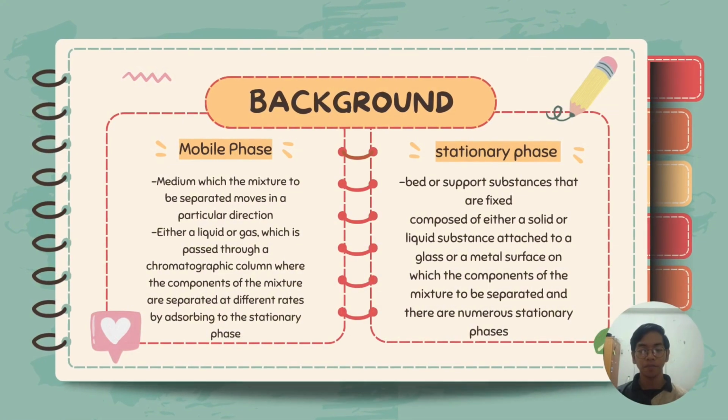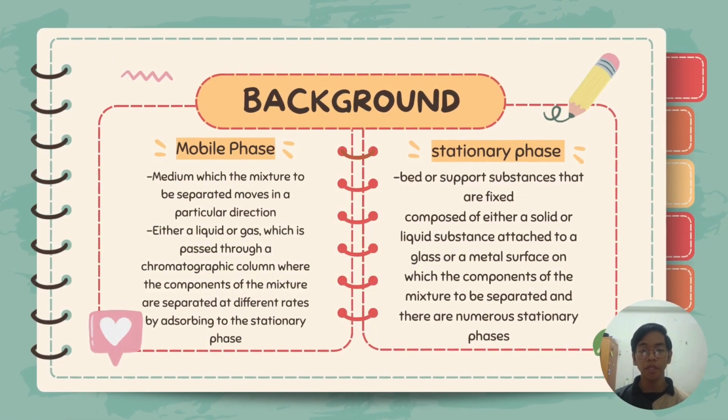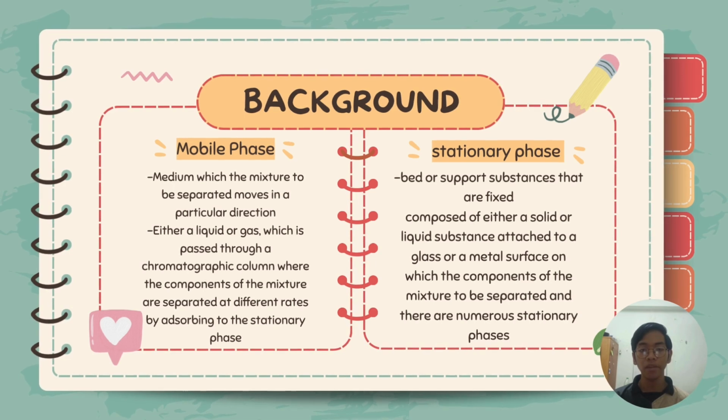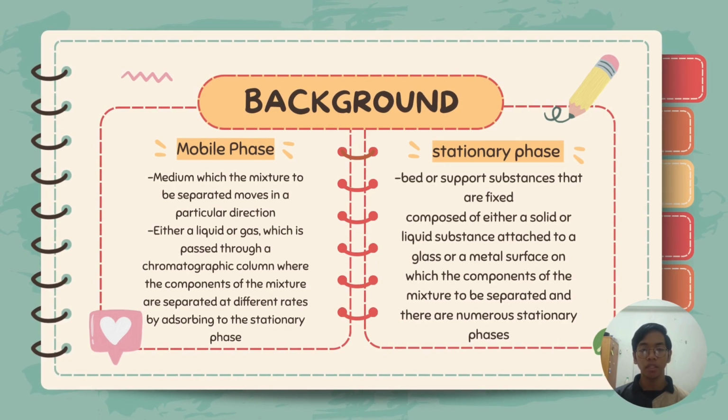Mobile phase. The mobile phase is a medium in which the mixture to be separated moves in a particular direction. It is either a liquid or gas which is passed through a chromatographic bed, where the components of the mixture are separated at different rates by adsorbing to the stationary phase.